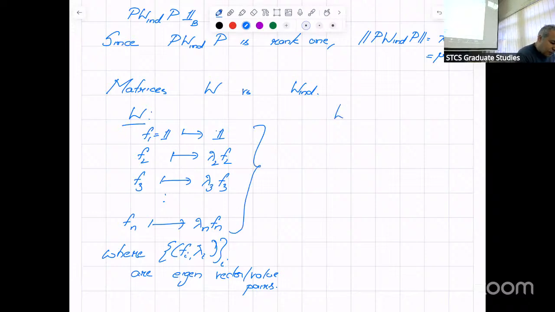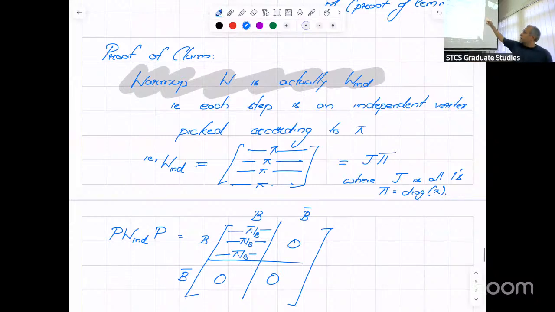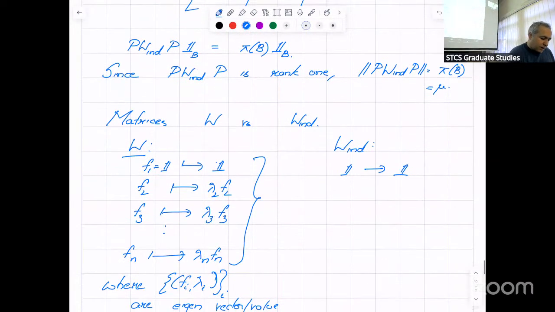Let's understand what W end does on the same basis. W end maps all ones to all ones. That should be clear. W end was this guy. It's certainly mapping the all ones vector to all ones. And it's rank one. That's the only thing it is going to map. Everything else it should be mapping to 0. So F1 is being mapped to F1, F2 is going to map to 0.